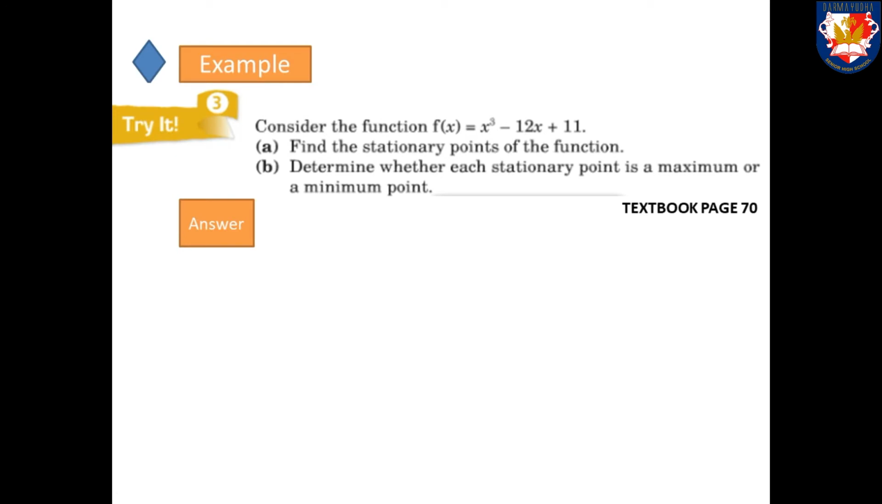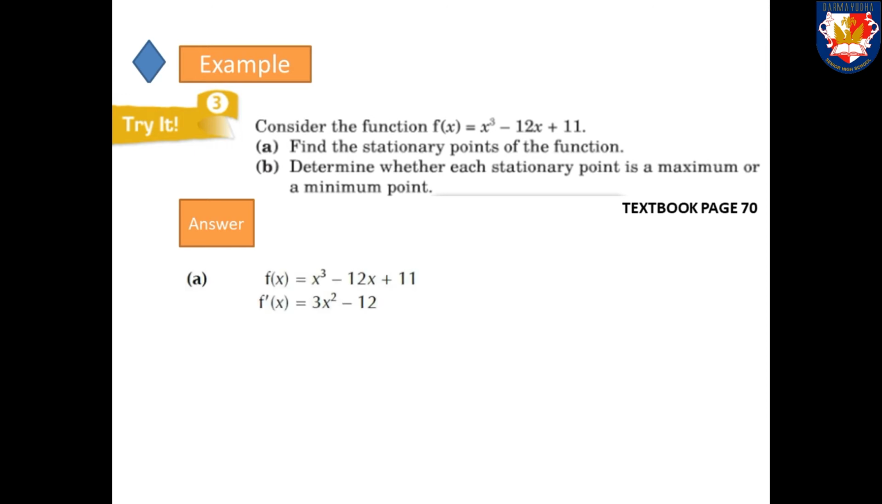Consider the function f(x) equals x cubed minus 12x plus 11. Find the stationary points of the function. Determine whether each stationary point is a maximum or minimum point. So to find the stationary points of the function, we must set f'(x) equals 0.